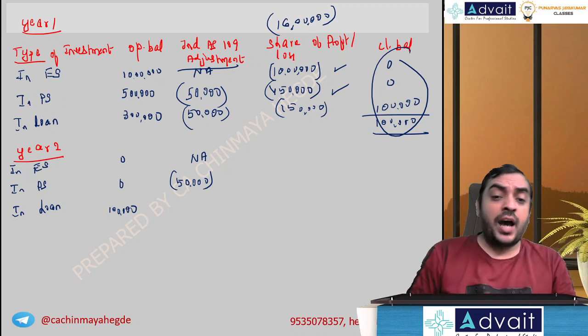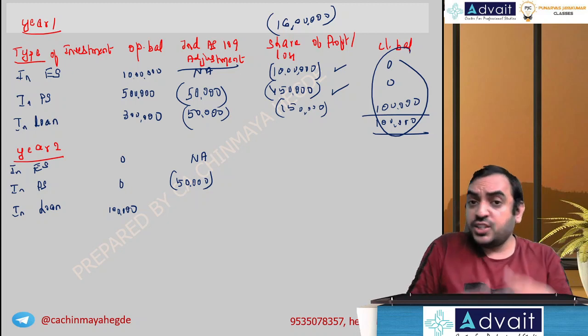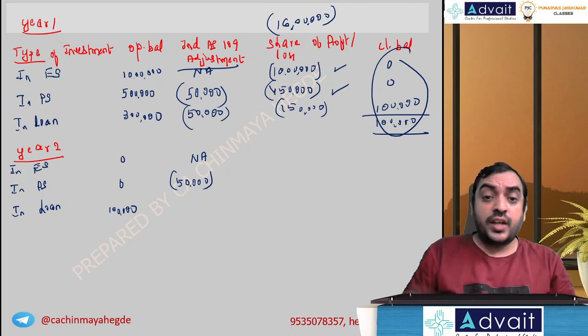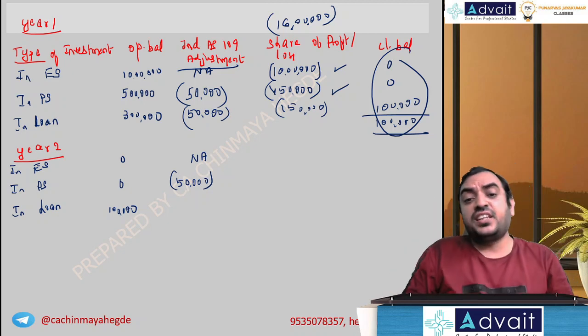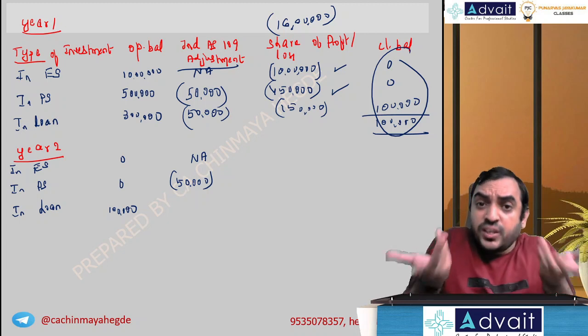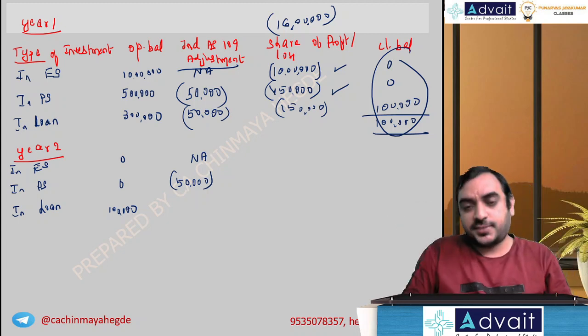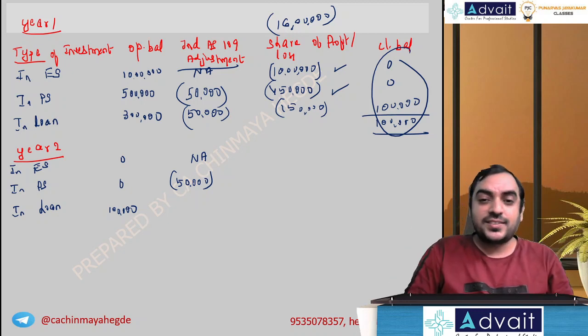Our opening balance is 0. That means we don't have any carrying amount. But as per Ind AS 109, we have to provide a 50,000 loss. Sir, investment value only not there. How will you recognize a loss?